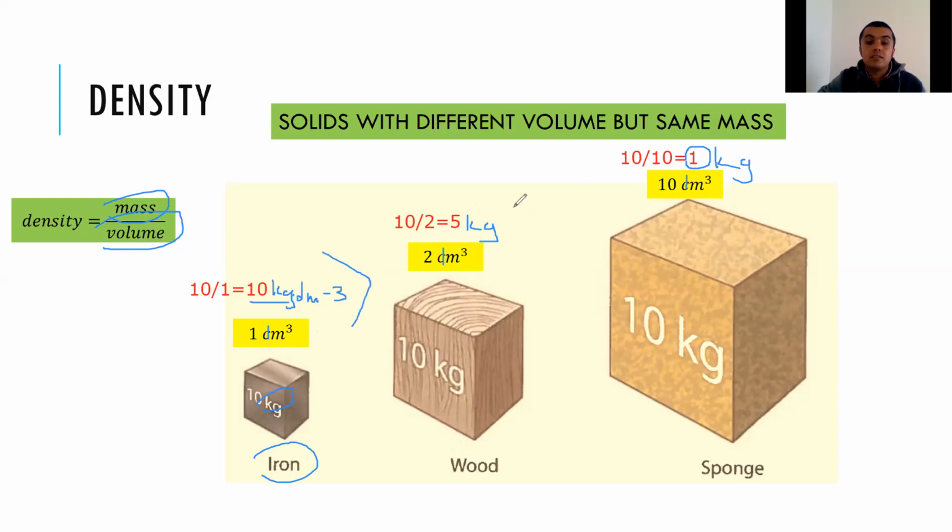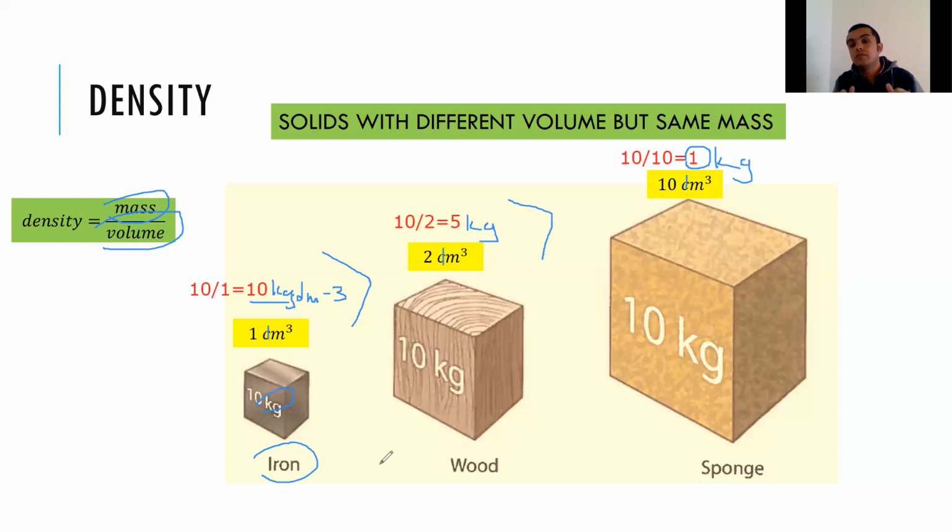And which one has the lowest density? That is the sponge. So, which means that if you have different solids with the same mass, same mass, but different volume.